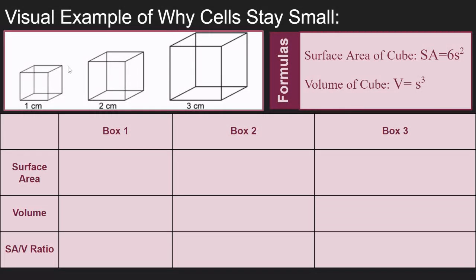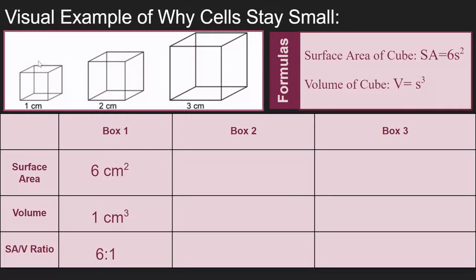So here are three cubes that can help us understand why cells stay so small. We have box 1, box 2, and box 3. Let's look at the surface area and the volume and then compare those. When we're talking about cells being efficient, moving materials in and out, they need to have a good surface area to volume ratio. So the surface area of box 1 right here is 6 centimeters squared using our formula. The volume is 1 centimeter cubed, and the ratio is 6 to 1.